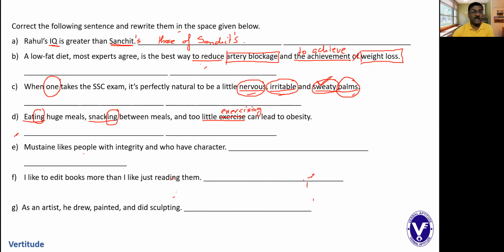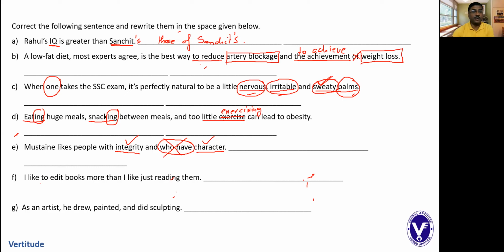Mustan likes people with integrity and who have character. So, Mustan likes people with integrity. Again, this who have is not required. It is improper here. Mustan likes people, what do they have? They have integrity and they have character. So that's why these two make it parallel. And who have is not required. It's the wrong one. Okay, next.